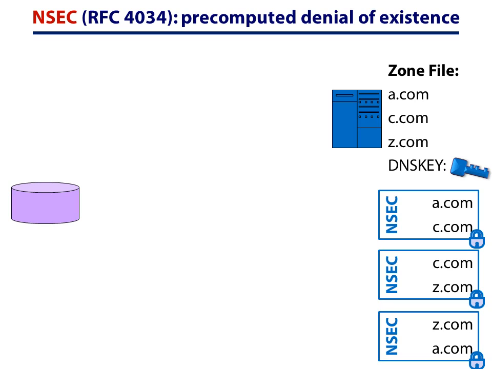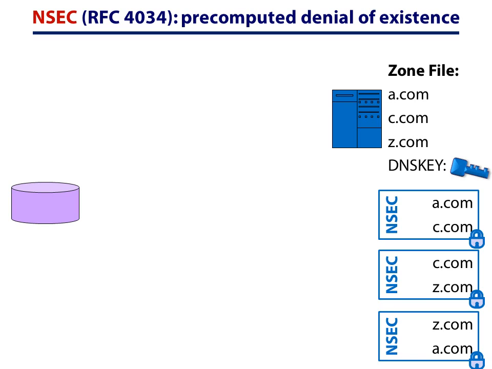And then you take every adjacent pair of records, so here's a.com and c.com, and then you sign that pair of records, okay, so using the secret zone signing key. Then the next pair is c.com and z.com, signed with the zone signing key, and finally we wrap around z.com, wrapping all the way around to a.com, signed with the zone signing key.